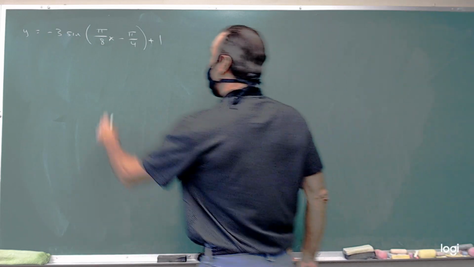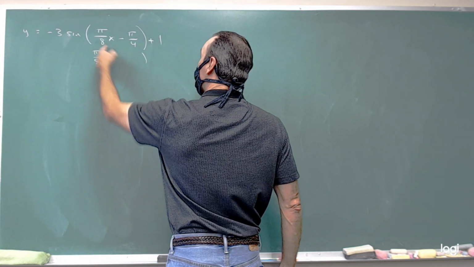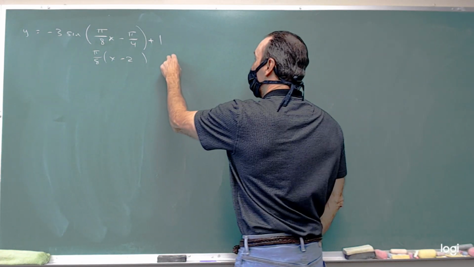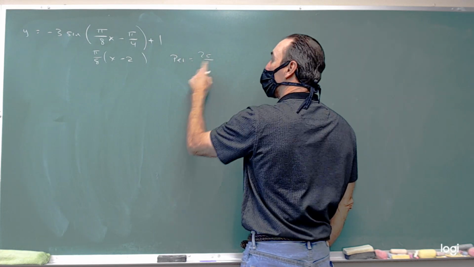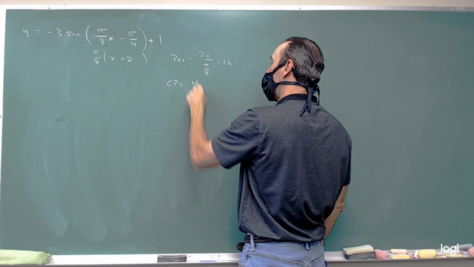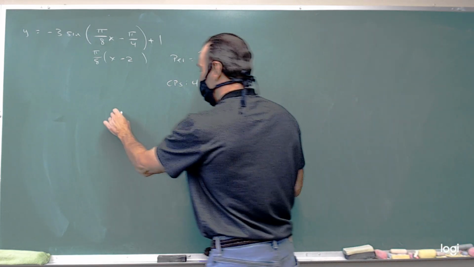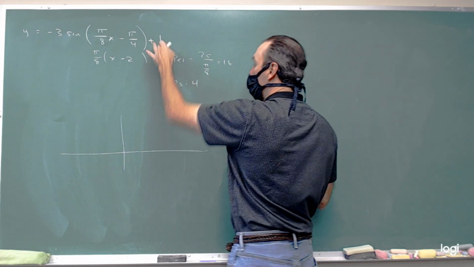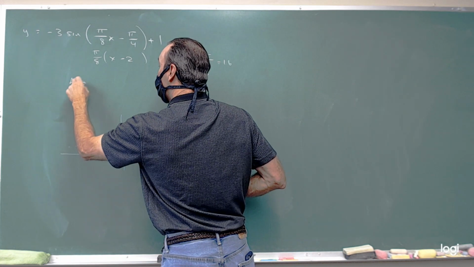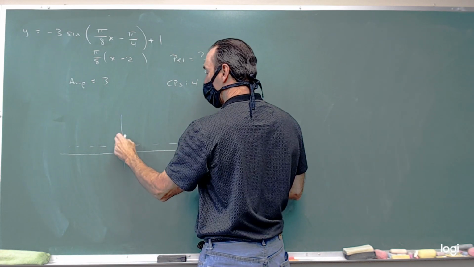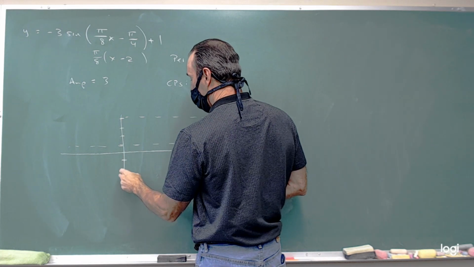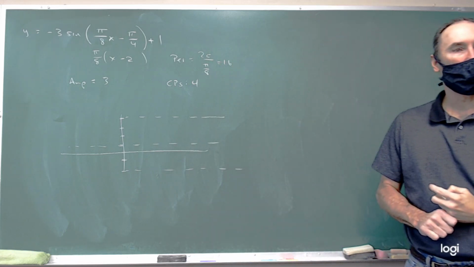So when we factor out the pi over 8, because we want to make the coefficient of x be 1, this becomes an x minus 2. So our period is going to be 2 pi divided by the pi over 8, which is going to be 16. That's going to make our tick marks be every 4. So our curve is going to be translated up 1, so that's going to be the midline. Our amplitude is the absolute value of -3, which is 3. So that's going to take us up to 4 and down to -2 for the low point.